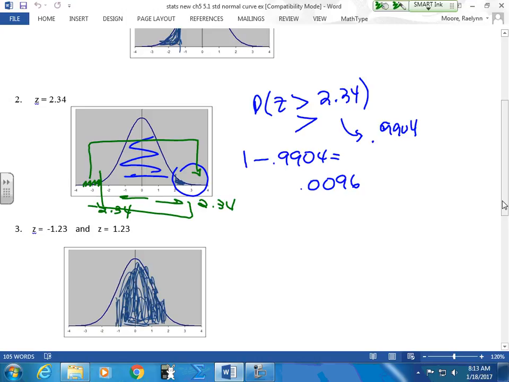So the area to the left of that curve is 50%. The area to the right of that curve is 50%. I could take that curve and I could fold it on that line of symmetry. So this little piece out here, when I look up negative 0.234, is 0.0096. I can look up the negative side of it and not have to subtract it from 1. Make sense?